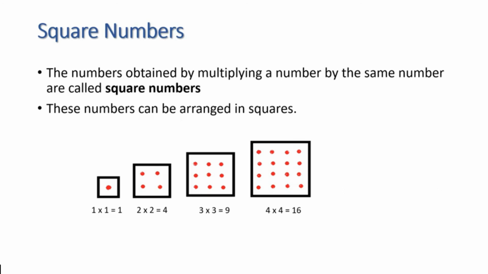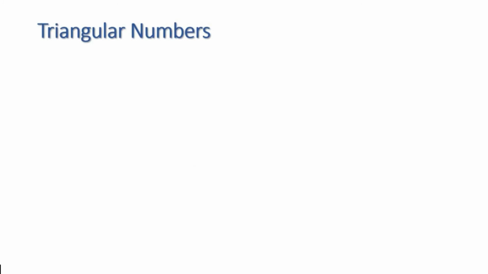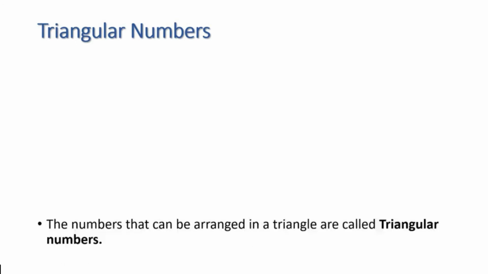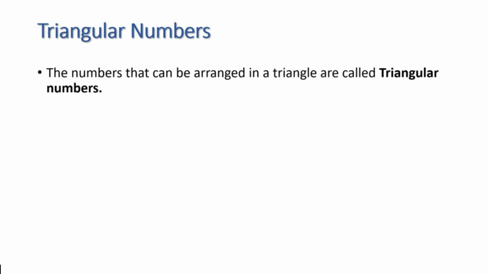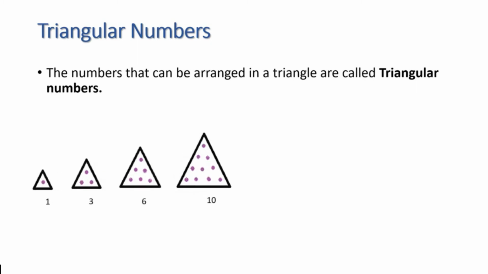The next type of number we are going to look into is triangular numbers. Now, if square numbers can be arranged in squares, triangular numbers can be arranged in triangles. It is very simple. The numbers that can be arranged in a triangle are called triangular numbers. Now, here you see some triangular numbers. The first four triangular numbers are given here, 1, 3, 6 and 10.